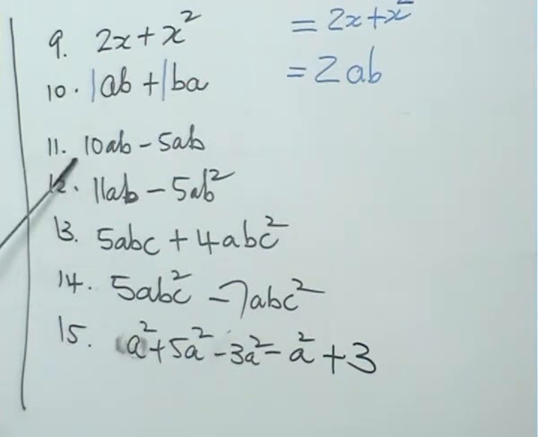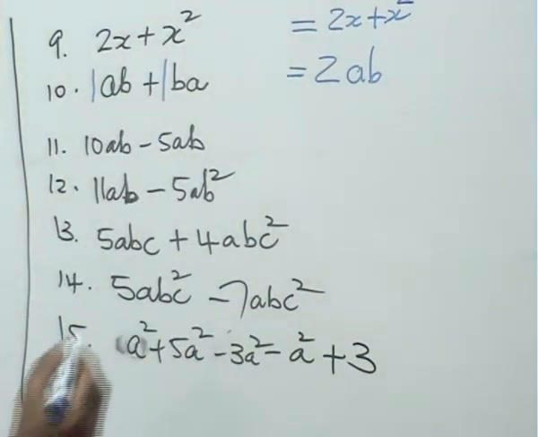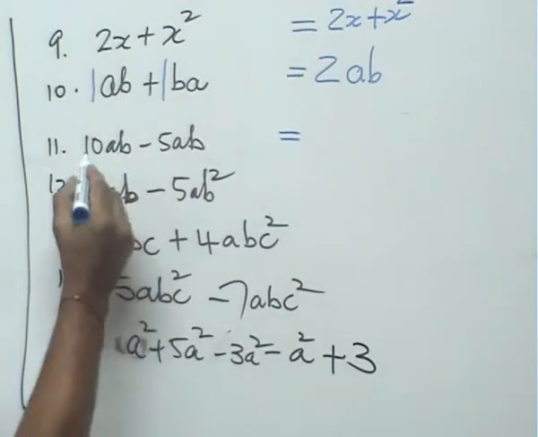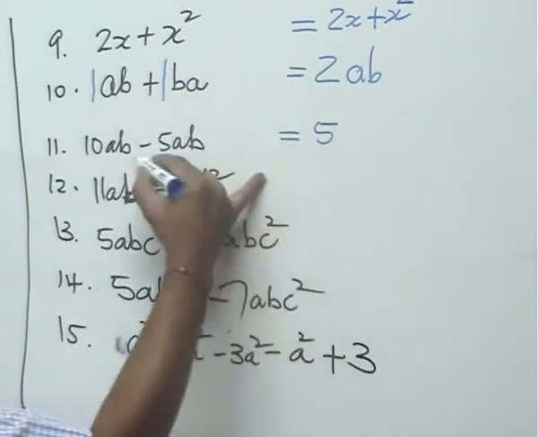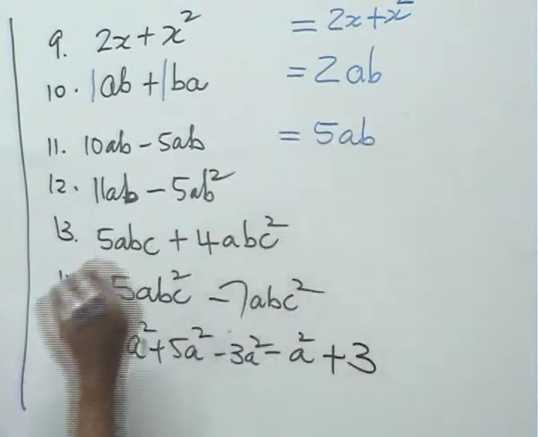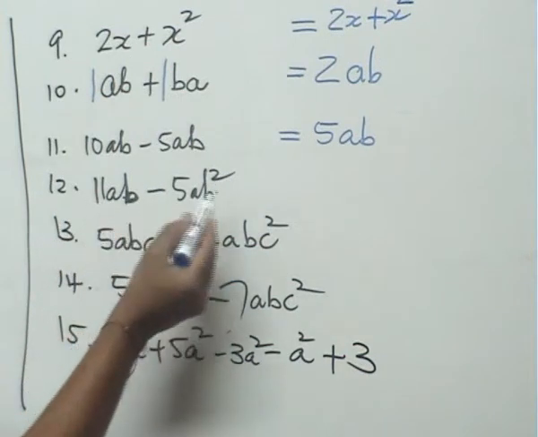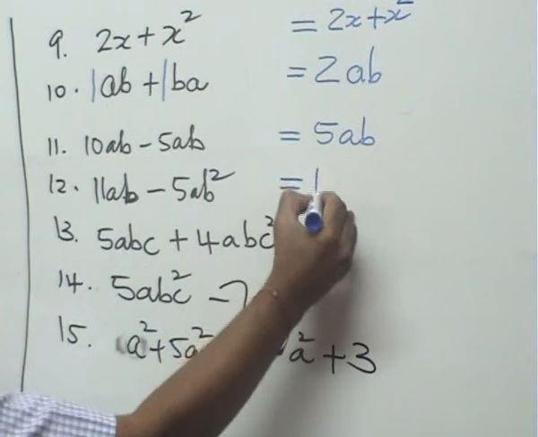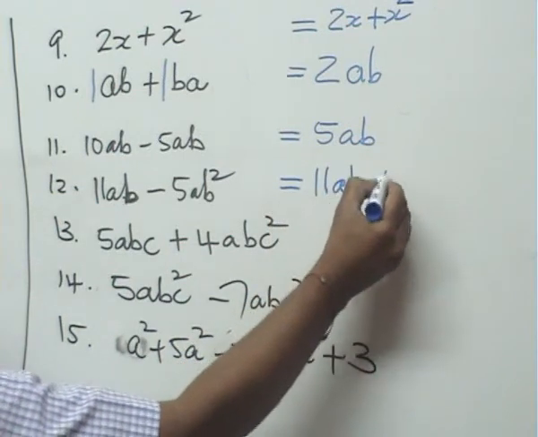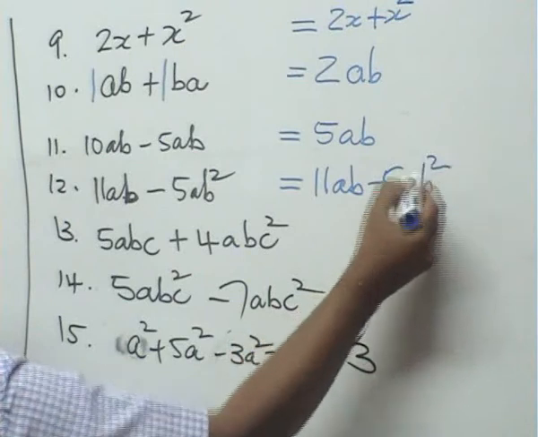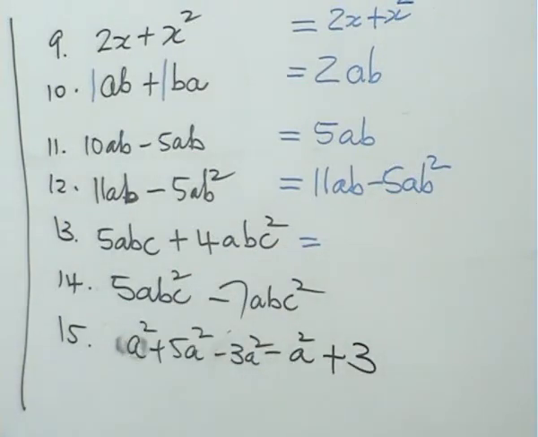The next example is a subtraction example. So first I check the powers. ab, ab. The powers are the same. These are like terms. Therefore, I can subtract them. 10 minus 5 is 5. And you write down ab only once. Number 12, 11ab minus 5ab squared. So these are unlike terms. The powers are not the same. So you cannot subtract them. Leave the answer just like that. Number 13.